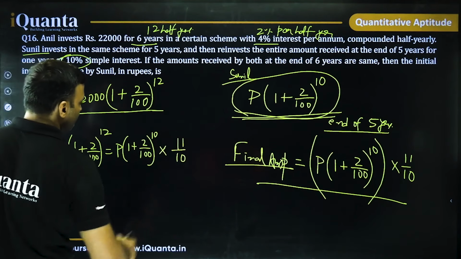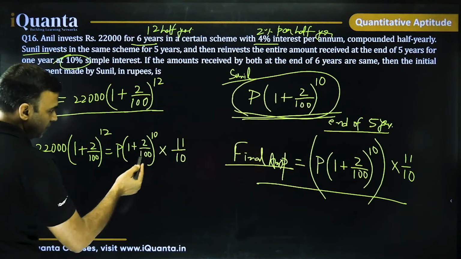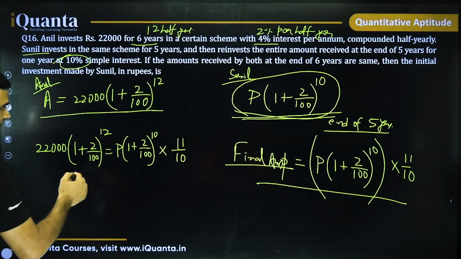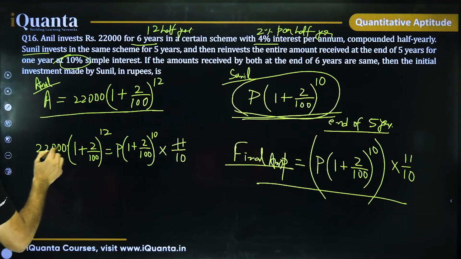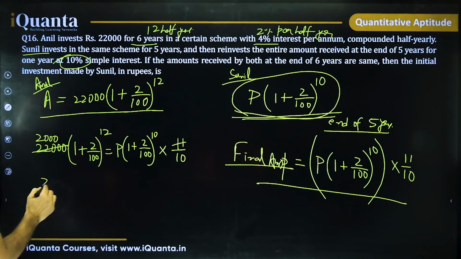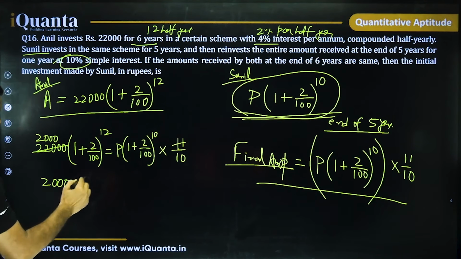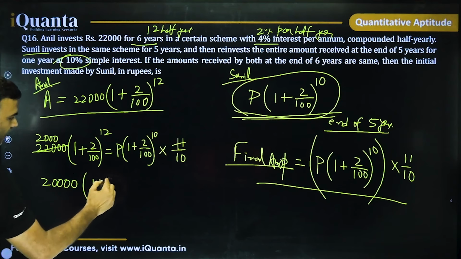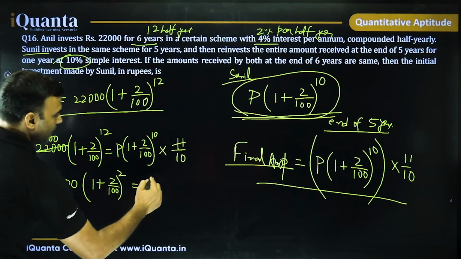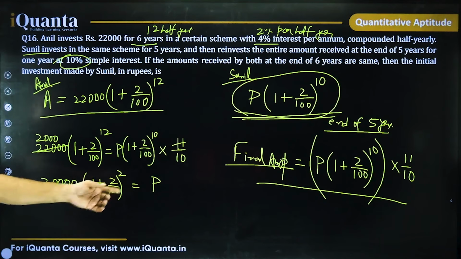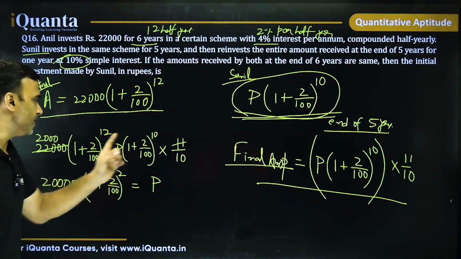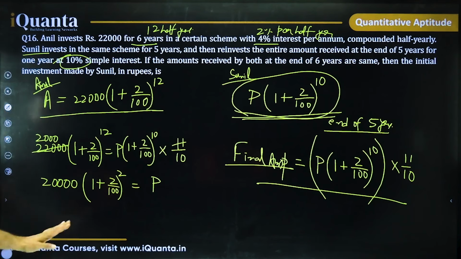Now, interestingly, 1 plus 2 by 100 to the power 10 and 1 plus 2 by 100 to the power 12, so power 10 will be cancelled and we will be left with, also this 11 cancels 22,000 as 2,000 into 10 is 20,000 into 1 plus 2 by 100 whole square. That is equal to P, and that's it. Finished. 10 has already gone there, 11 has already cancelled, and 1 plus 2 by 100 to the power 10 is cancelled from here. So what we have is 20,000.